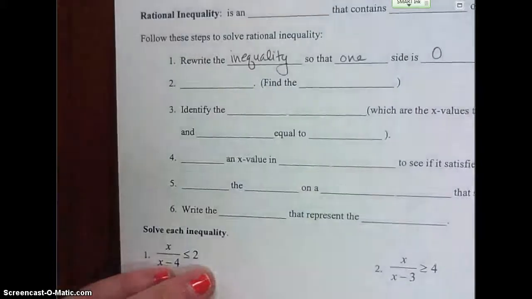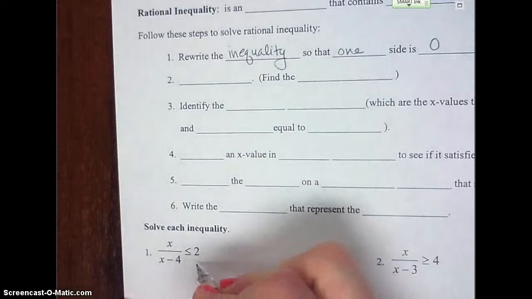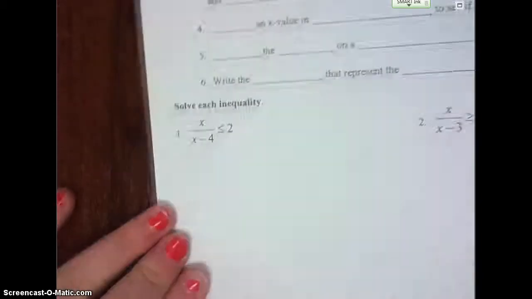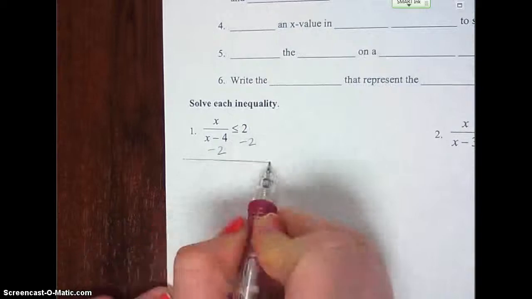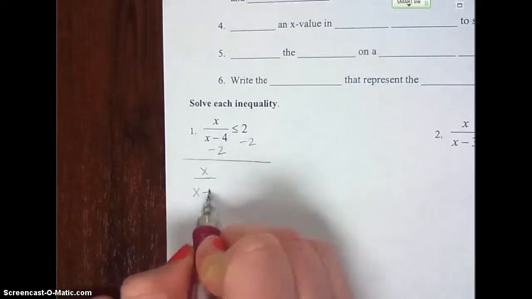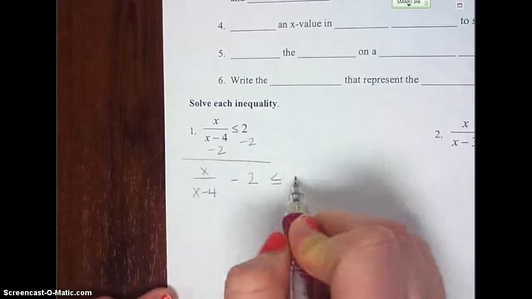So right now, when we look at number one, we have a 2 on the right-hand side, and I need to get this to be a 0. So I'm going to subtract the 2 over. So now we have x over x minus 4, and we just have to put the minus 2 right here, less than or equal to 0.